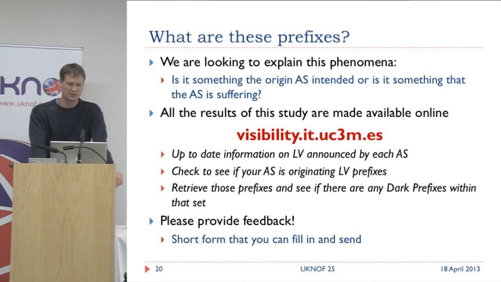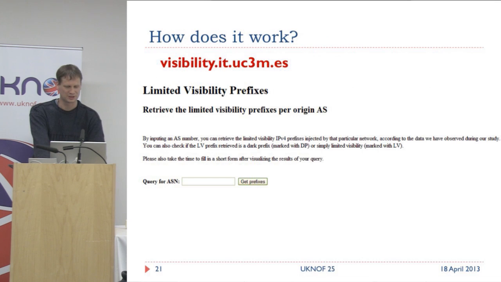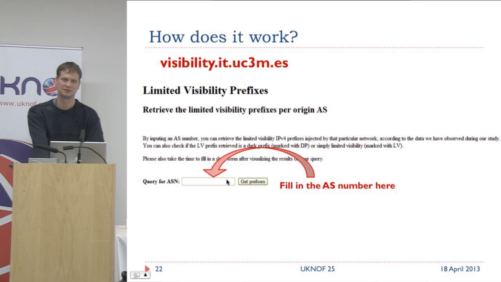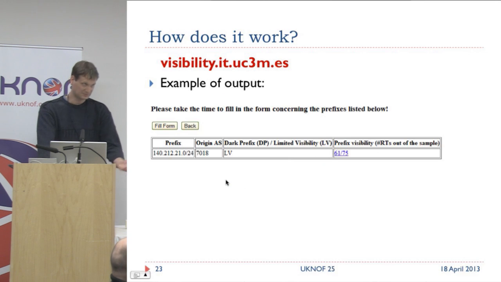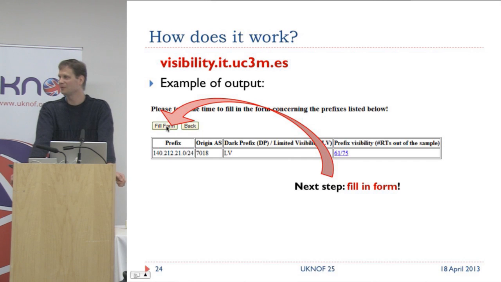So the tool is at visibility.it.uc3m.es. It's also on the website. A link is on the website. And if you go to that website, you can just put in your AS number here. You get a list of any limited visibility prefixes in your network that we have found. And then you have a feedback form where you could tell us what kind of prefixes they are.